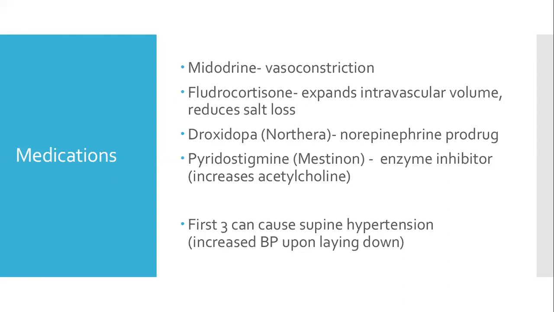The first three, midodrine, fludrocortisone, and droxidopa, can actually cause supine hypertension, which is high blood pressure when lying down. So we usually dose those in the morning into the early afternoon, with the latest dose at 4 o'clock. You should not be taking those medications past 4 or 5 o'clock, because when you lie down, the blood pressure might be too high.